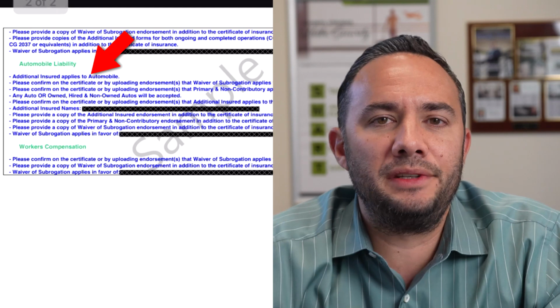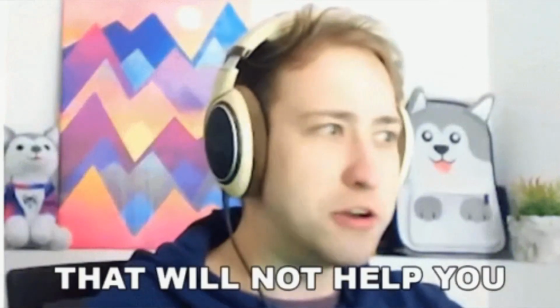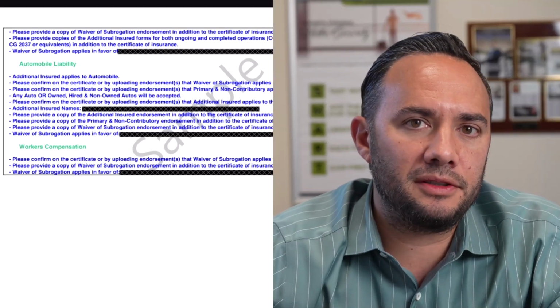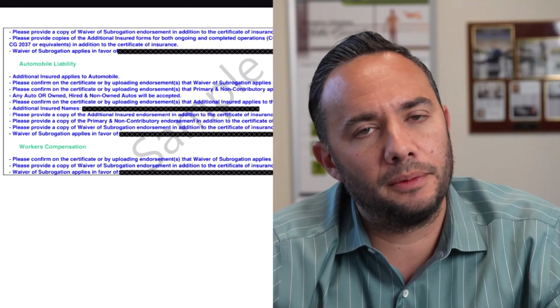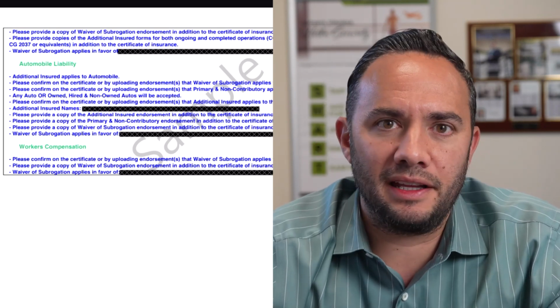Automobile liability. Additional insured applies to automobile. A personal auto policy will not provide additional insured status. We too often find that contractors are driving their trucks around on a personal auto policy. It's not going to work. You're not going to get the additional insured status. You're certainly not going to get symbol 1, and you're not going to get the $1 million limits.